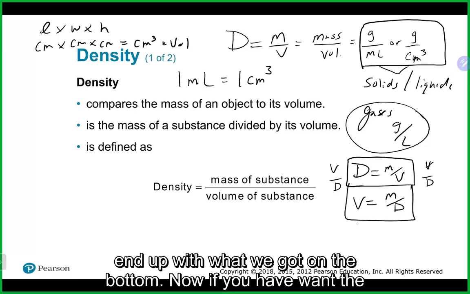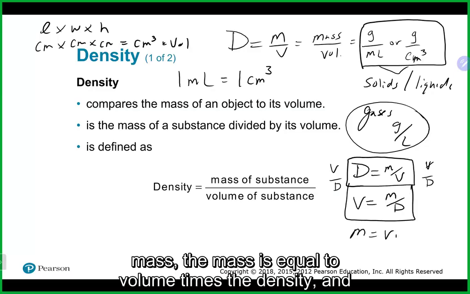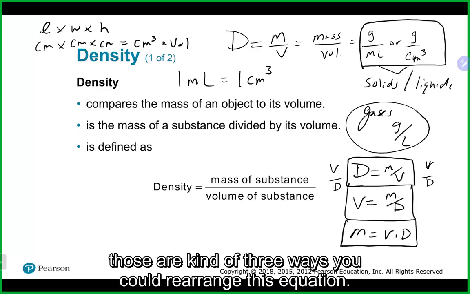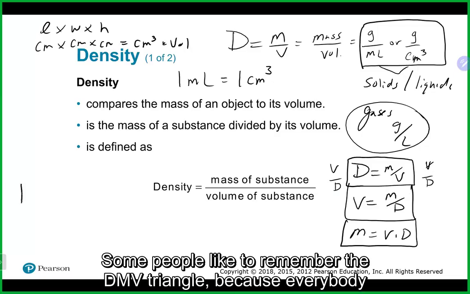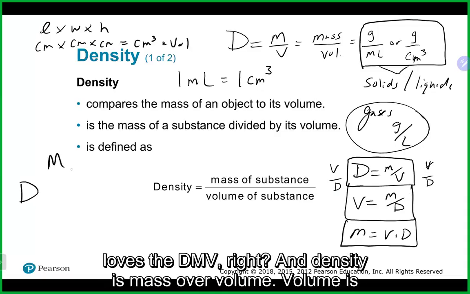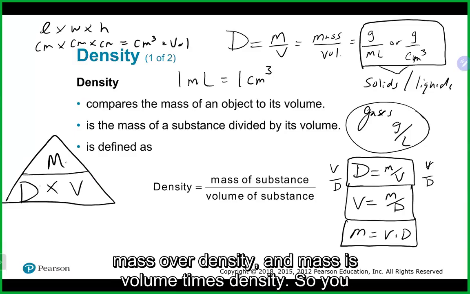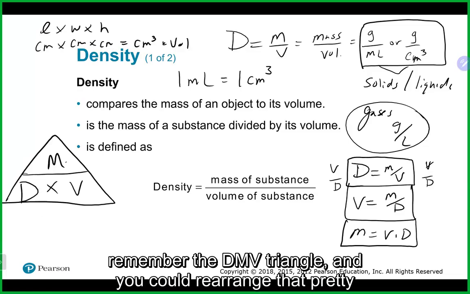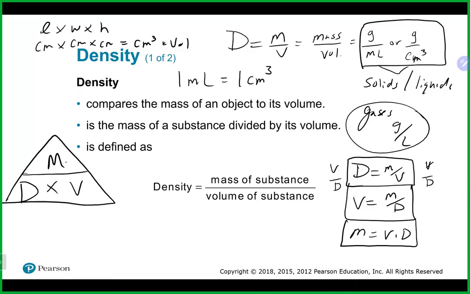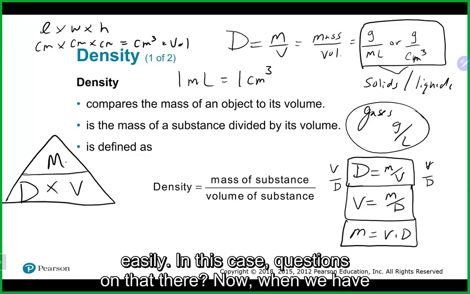Now, if you want the mass, it is equal to volume times the density. Those are three ways you could rearrange this equation. Some people like to remember the DMV triangle, because everybody loves the DMV, right? Density is mass over volume. Volume is mass over density, and mass is volume times density. So you remember the DMV triangle, and you can rearrange that pretty easily. Any questions on that?